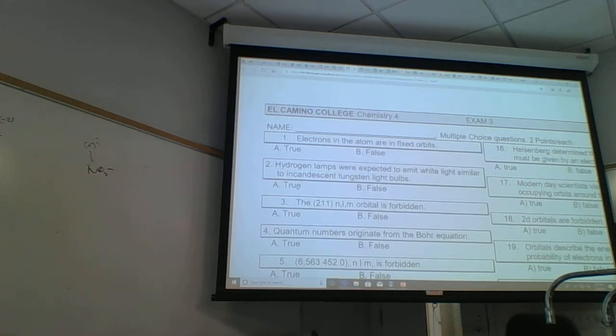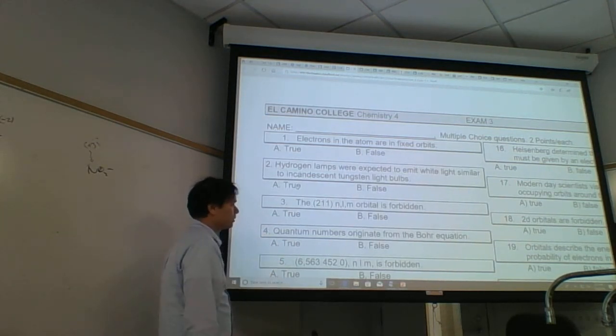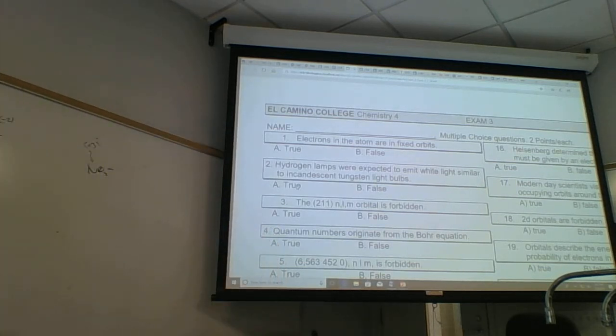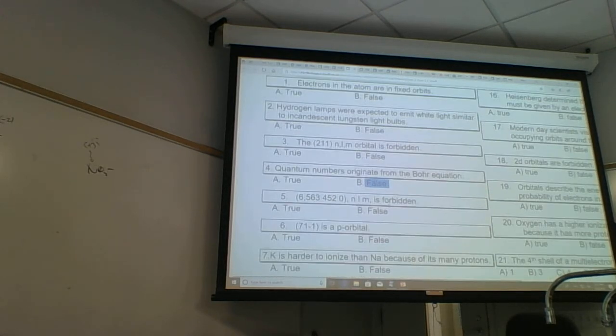4. Quantum numbers originate from the Bohr equation. Well, actually, one quantum number comes from the Bohr equation. That's n. But L, M, S don't. Where do those come from? Schrodinger equation. Quantum mechanics. So it's false. Quantum numbers come from the Schrodinger equation, not the Bohr.